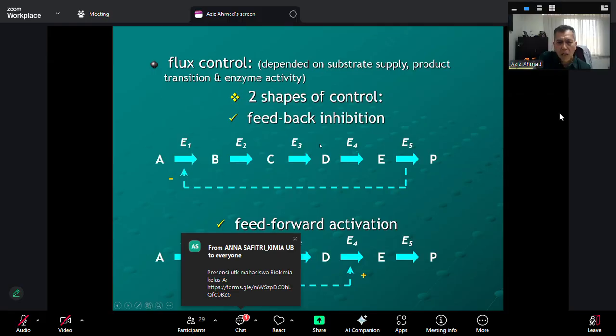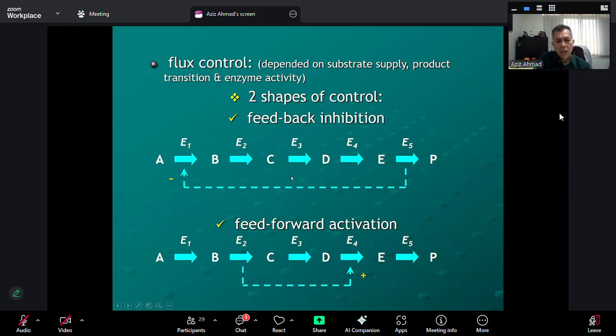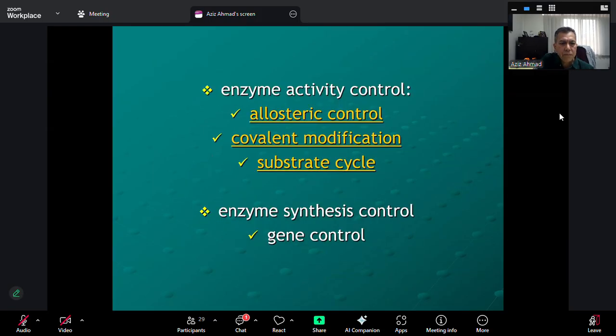Okay. So these are the overall philosophy of flux, what is happening in living things. So it depends. Okay. So what I'm giving to you is the overall picture of metabolism before we go to the specific subject matters. Okay, enzyme activity control can be allosteric control, or covalent modification in the substrate cycle. Then the enzyme is controlled by genes.